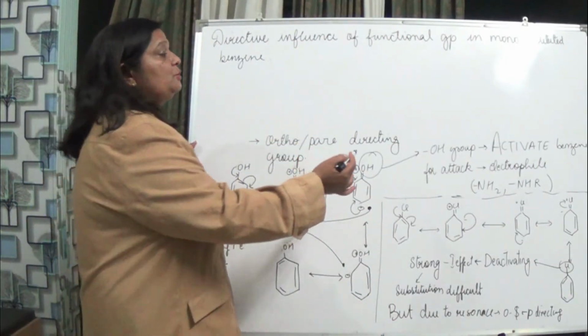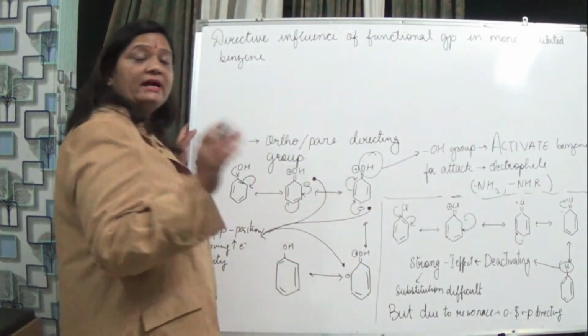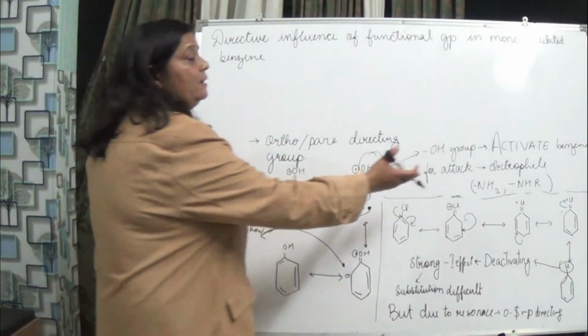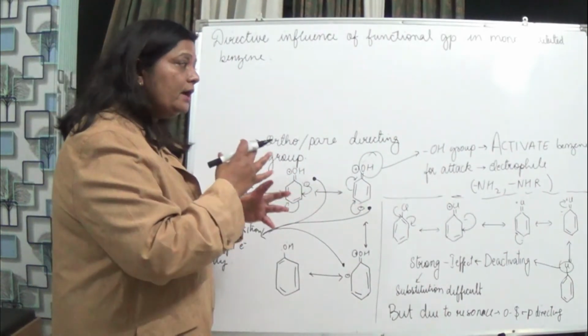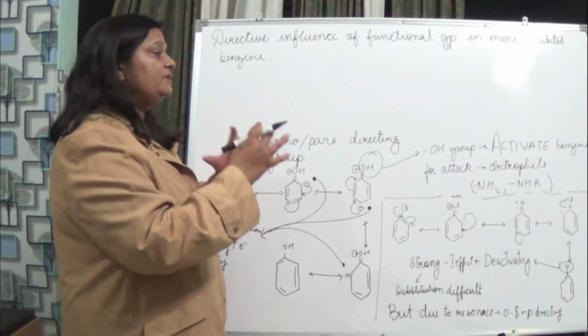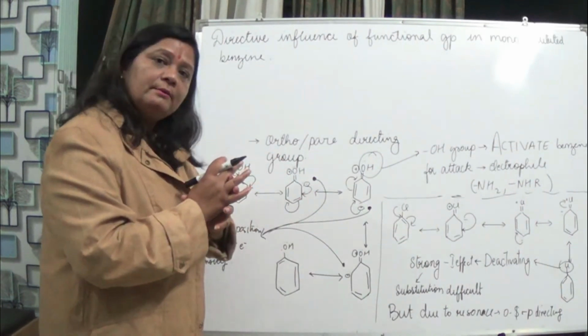Now this OH group, what does it do? Actually this OH group activates the benzene ring for the attack of an electrophile like amides and amines and others also, okay. So basically for the attaching of the electrophile, it activates the benzene ring.